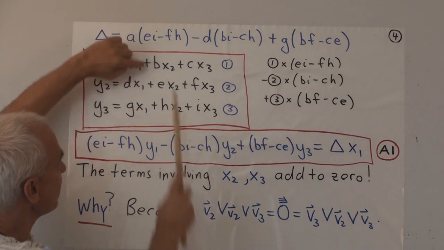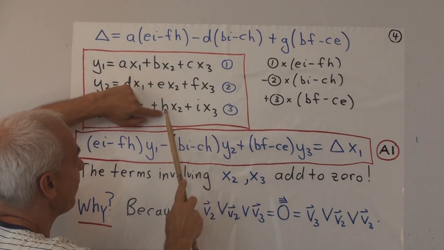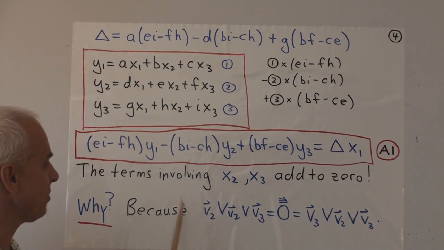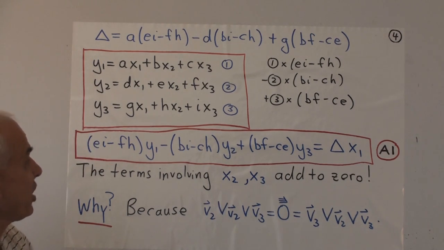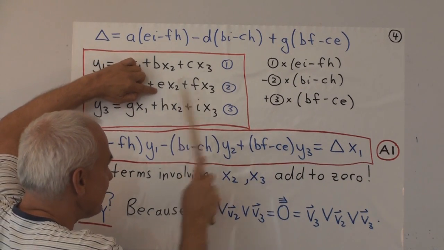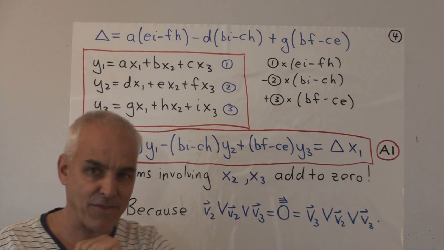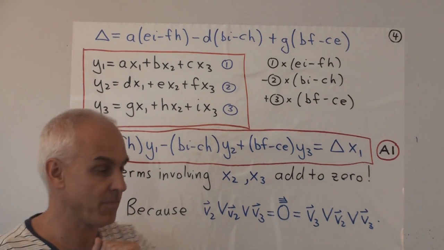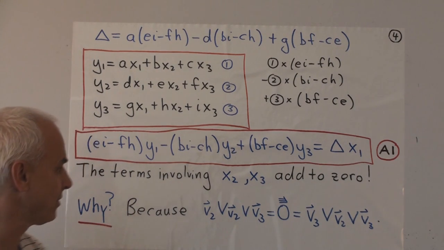In other words, if we take b times this minus e times this plus h times that, we get 0. The terms involving x2 and x3 add to 0. Now you could check that directly. You could just take b times this plus or minus e times this plus h times this and expand those 6 terms out, and you'll see that they cancel in pairs and you get 0. But there's a conceptual reason why that's happening as well.